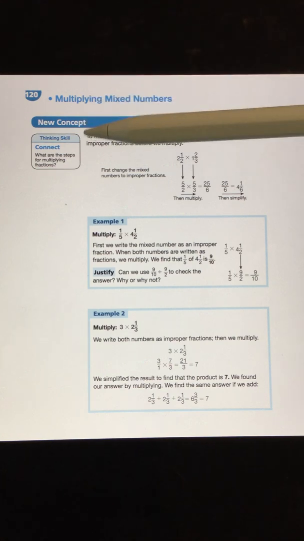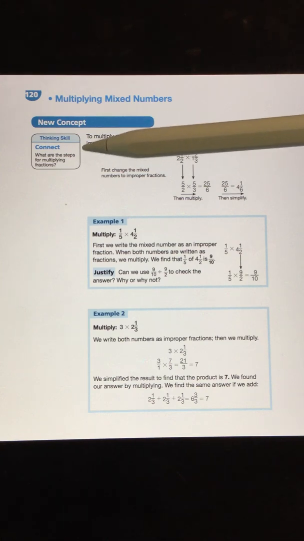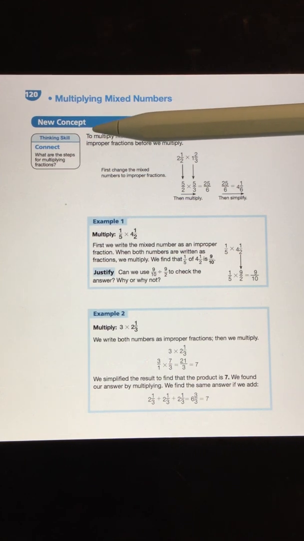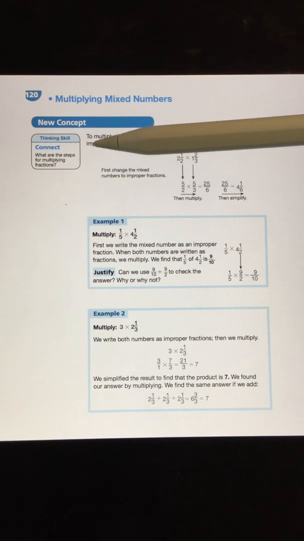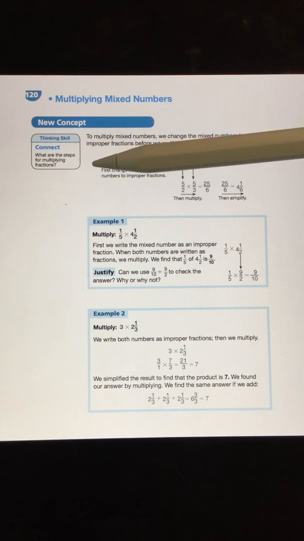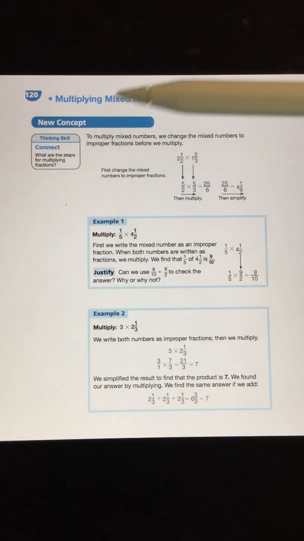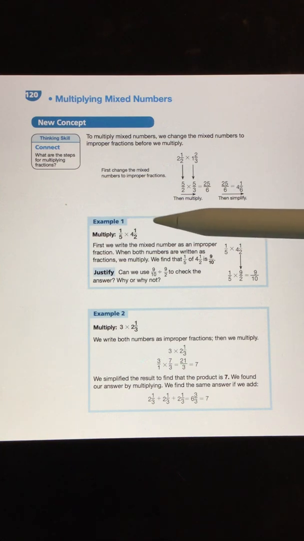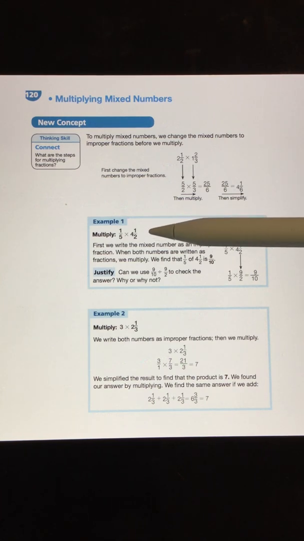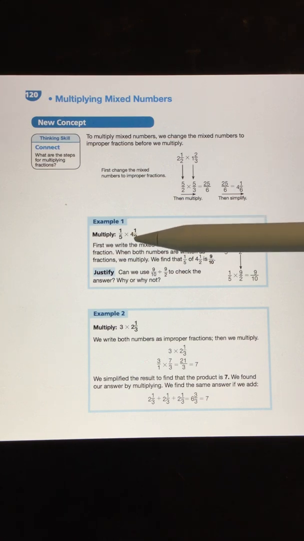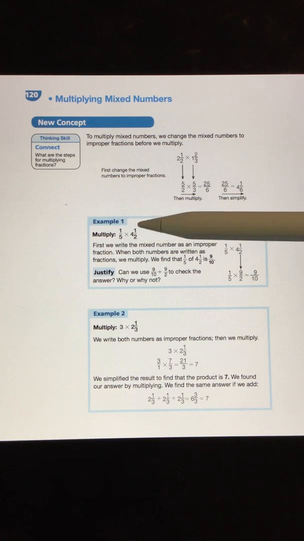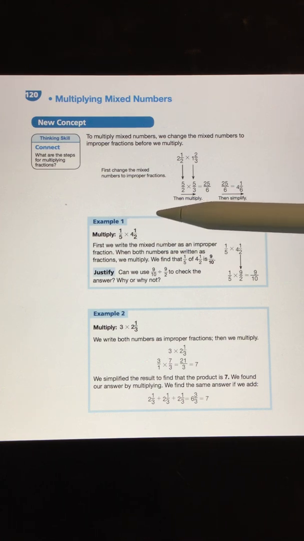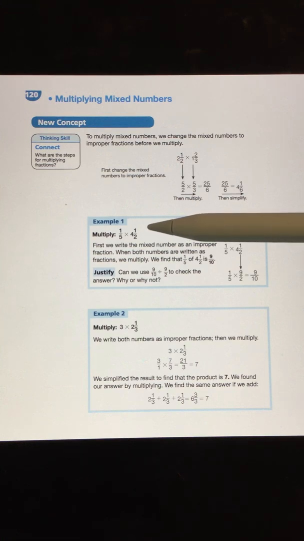All right, so it says right here, what are the steps for multiplying fractions? Well, we all know how to multiply a fraction, right? So our steps are multiply the numerators, multiply the denominators, and then reduce the product if necessary, right? So here we go. For example, number 1, we have 1/5 times 4 1/2. So I need to change this mixed number into an improper fraction. I do 4 times 2 is 8, and I add the 1. And so I have 9 halves, correct?